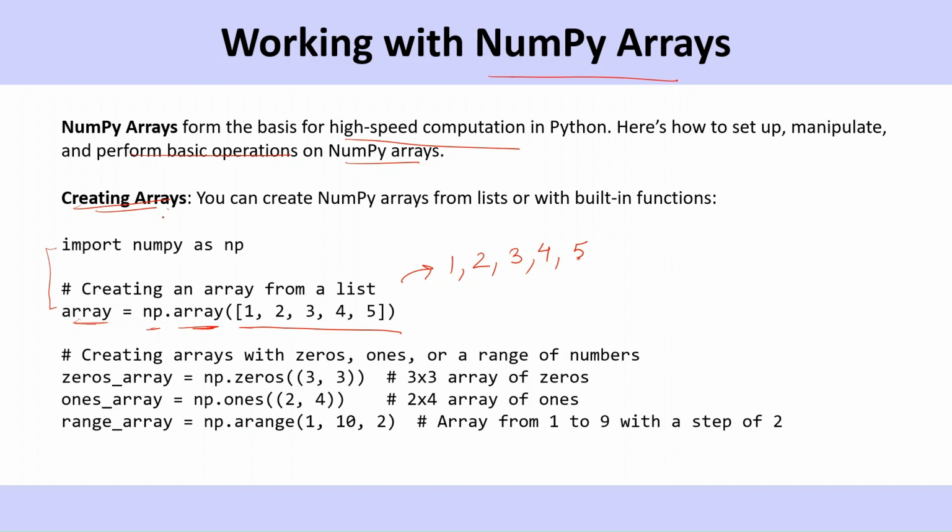When we move towards the next statement, zeros array, this creates a 3 by 3 array of zeros. That means it creates an array that looks something like this, and then we have again a row of zeros, and lastly, because it is a 3 by 3 matrix, we have 3 rows and 3 columns. Then ones array creates a 2 by 4 array of ones.